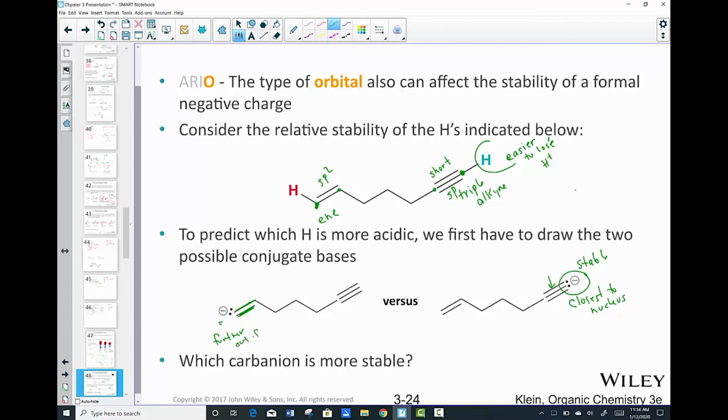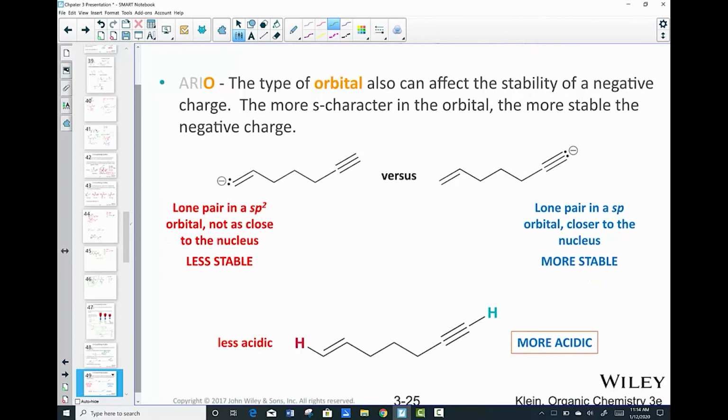So the blue hydrogen is more acidic than the red hydrogen. And the same is true if you consider sp hybridization as well. So the most acidic comes from the triple bond. The next would come from a double bond, and the least acidic would come from a single bond. What type of orbital also affects the stability of a negative charge? The more s character in the orbital, the more stable the negative charge.